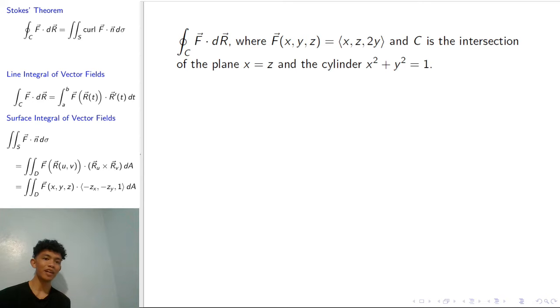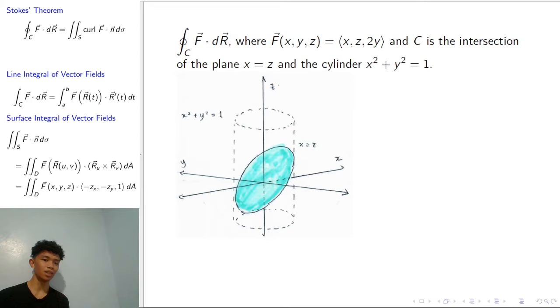For this example, you have your vector field f given by the components x, comma z, comma 2y, and C is the intersection of the plane x equal to z and the cylinder x squared plus y squared equal to 1. So here we have a nice sketch of the intersection and the surface that is covered.